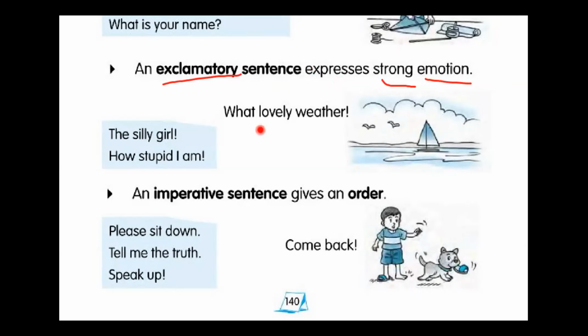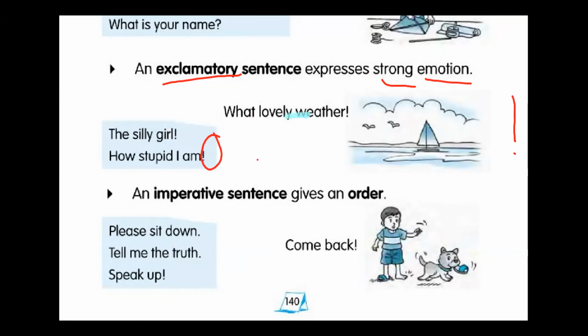What lovely weather. So here we are saying a strong emotion of happiness. Wow, what a lovely weather. Okay. The silly girl. How stupid I am. Okay. So these are expressing strong emotions. So exclamatory sentences express strong emotions, and they will end with what? Exclamation point. Okay. What lovely weather! The silly girl! How stupid I am will also end with an exclamation mark.